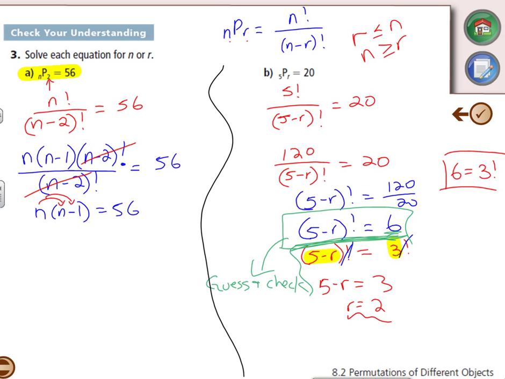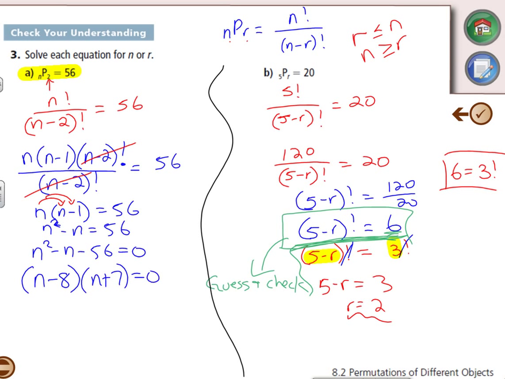Expand it. N squared minus n equals 56. Oh, we've got a quadratic. Anytime you get a quadratic in this course, equate to 0 and factor. They could give you a cubic and have you factor cubics as well. My guess is, though, it'll be a quadratic. So now we get n squared minus n minus 56 equals 0. Sum product factoring. We've got n minus 8 and n plus 7 equals 0. Two different options. N is either equal to 8 or n equals negative 7.